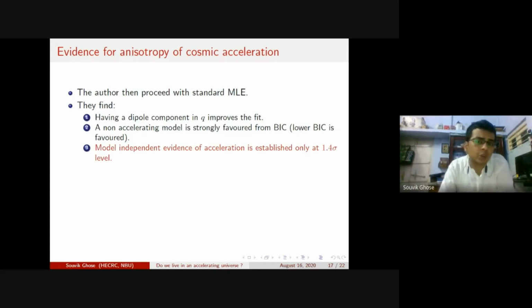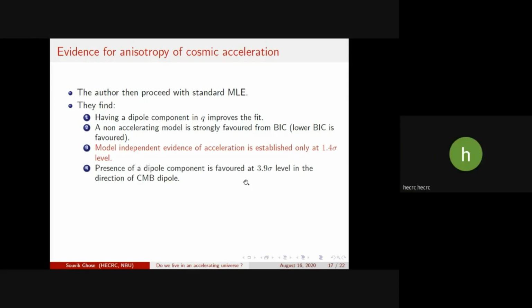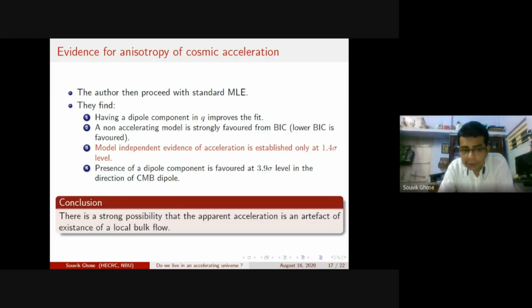There were claims that the model independent acceleration has been established at greater than 6 sigma level, but they found it to be only at 1.4 sigma level. Also, they found that the presence of a dipole component is favored at 3.9 sigma level in the direction of the CMB dipole. Conclusion: they conclude that there is a strong possibility that the apparent acceleration is an artifact of the existence of local bulk flow. That's what they are considering after all.